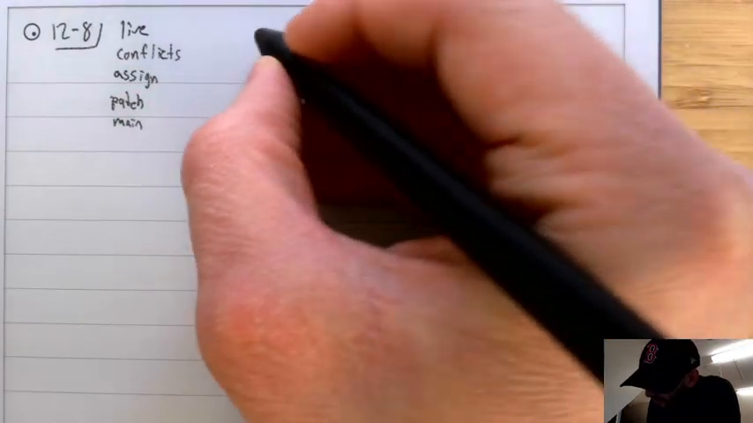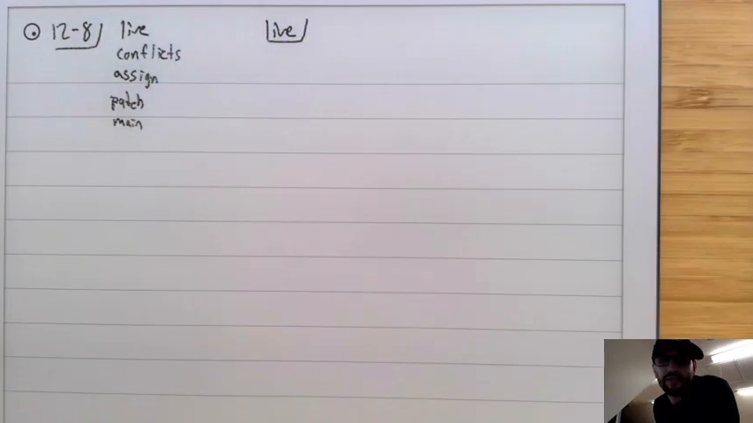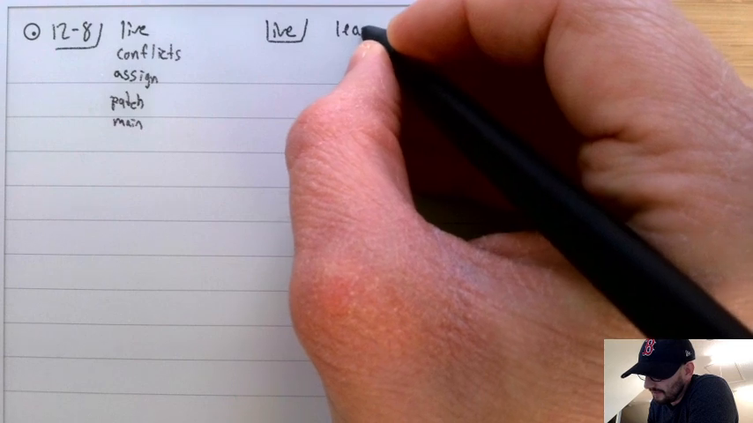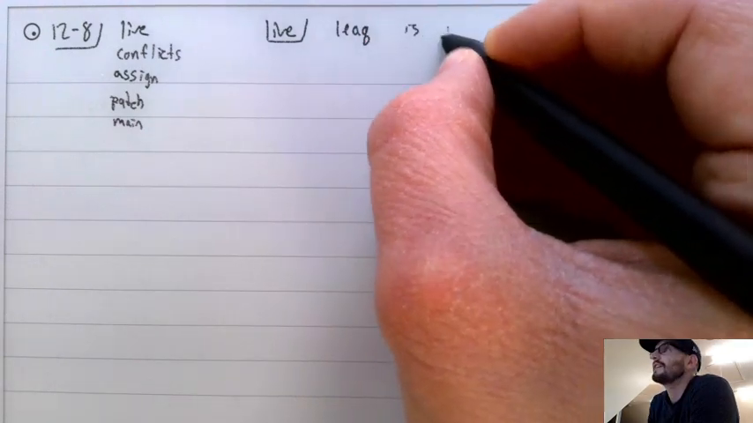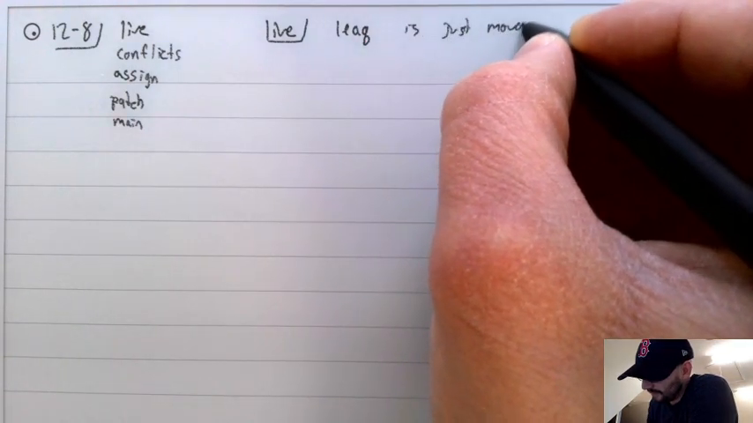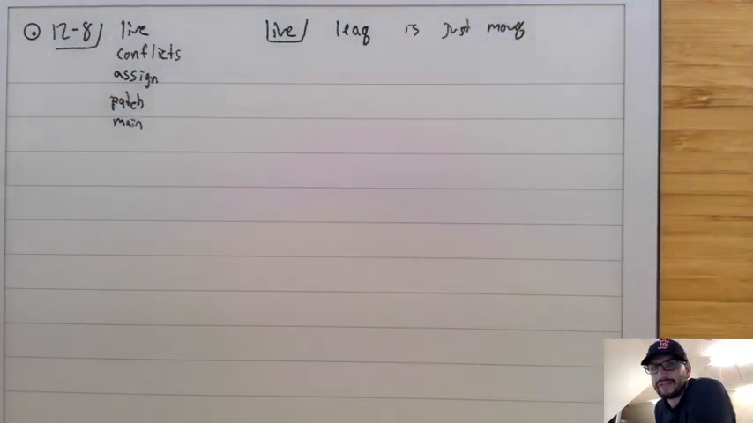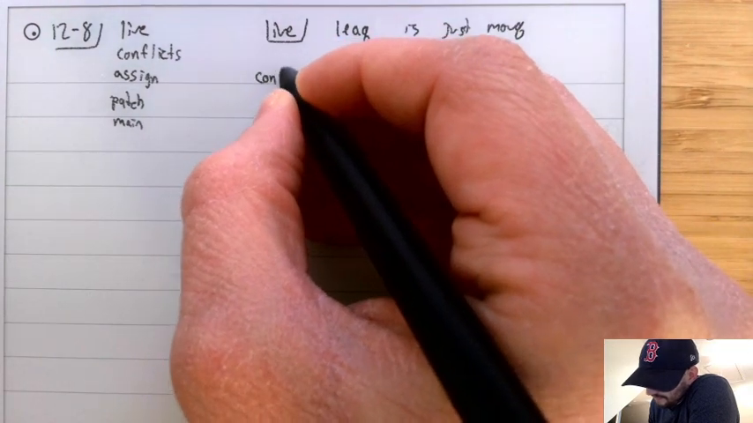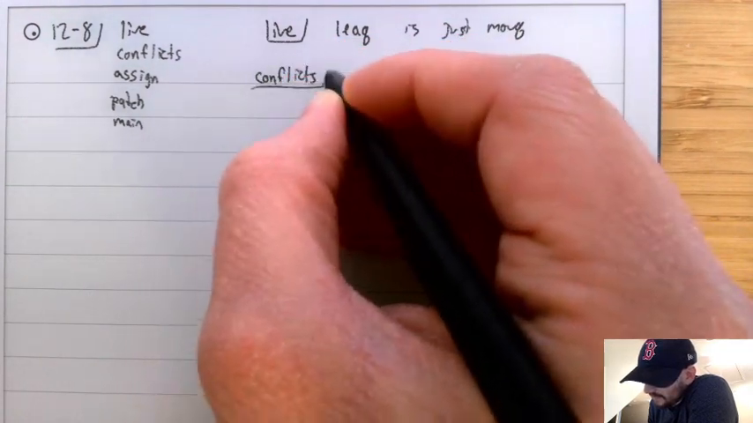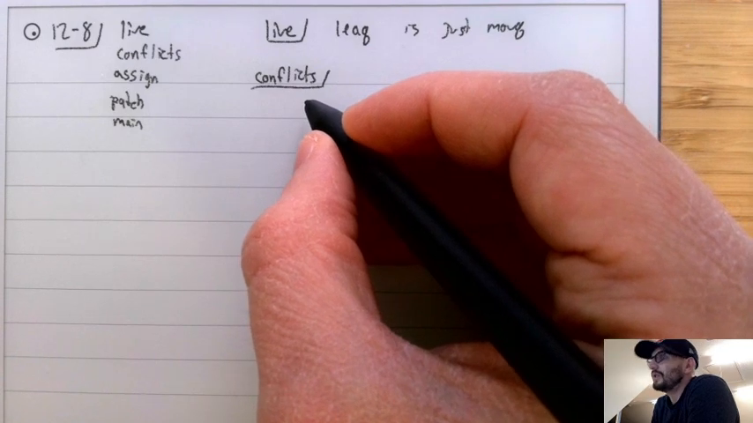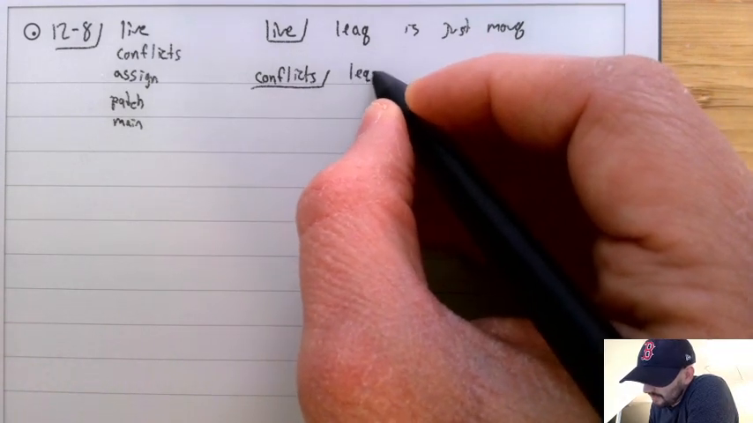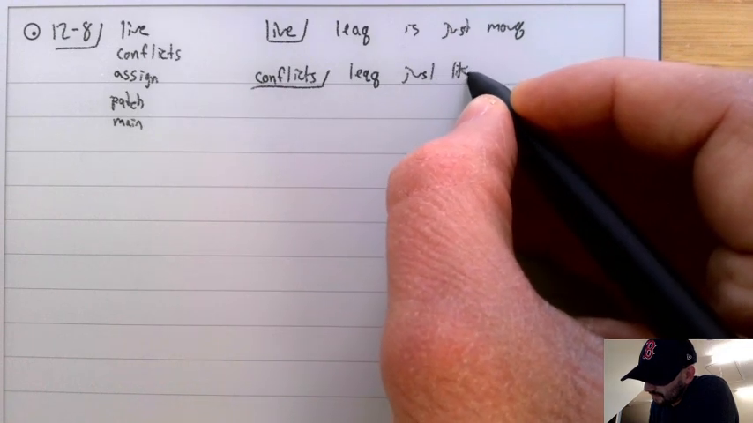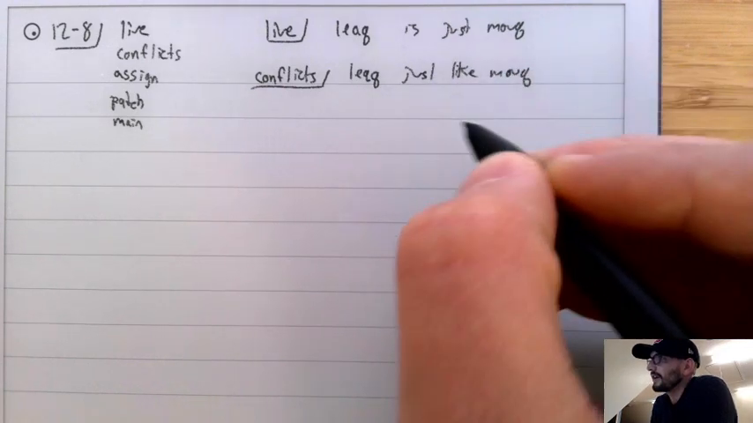Okay, here's what we're going to do to live. The only thing we need to do for computing the live after sets is we need to say what happens with leaq. And leaq is just like move. It reads from the source, it writes to the destination. Boom, we're done. Okay, conflicts. For conflicts, we need to treat leaq just like movq. All right, good.